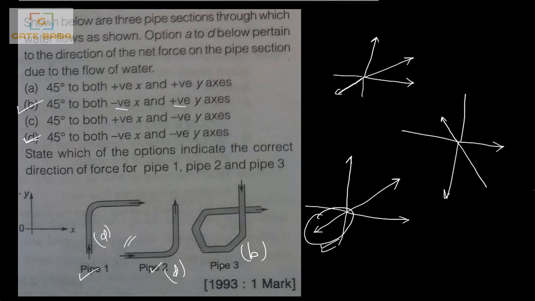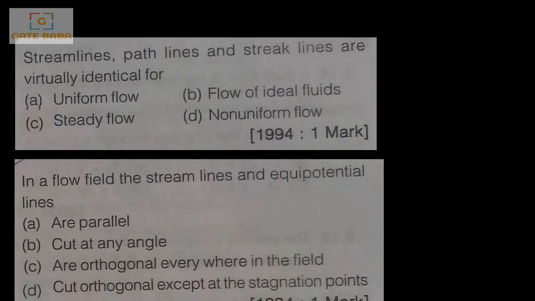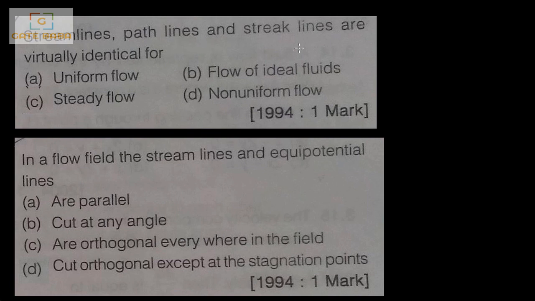Okay, and next question. Streamlines, path lines and streak lines are virtually identical for, okay, these three are identical for the steady flow. We know that very well. And next question.